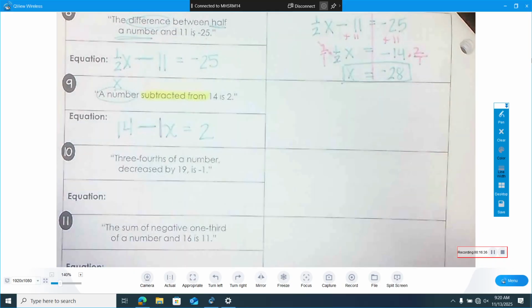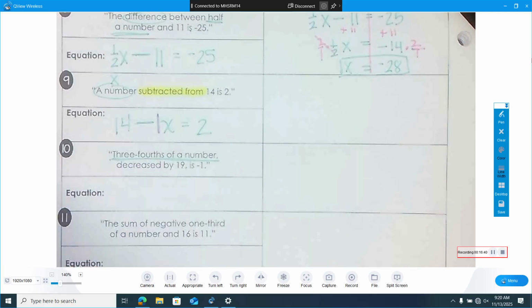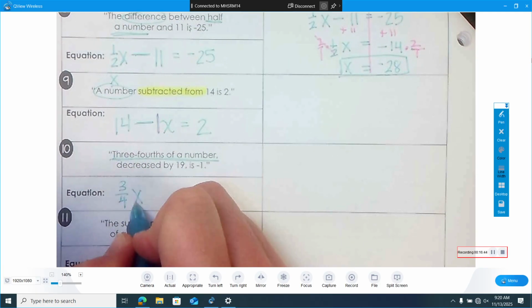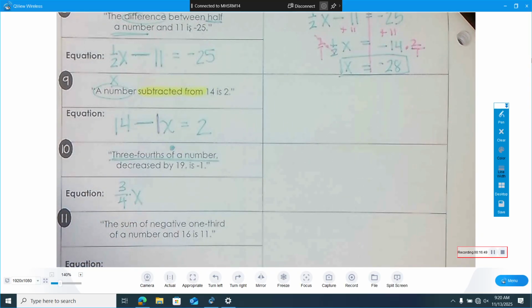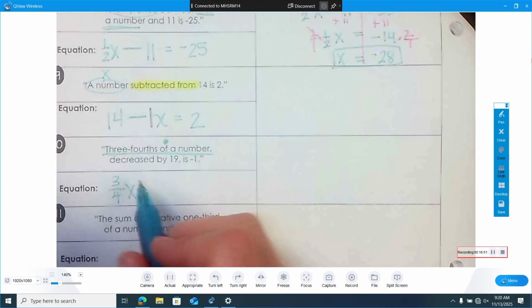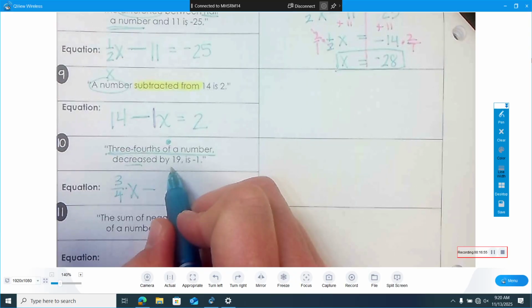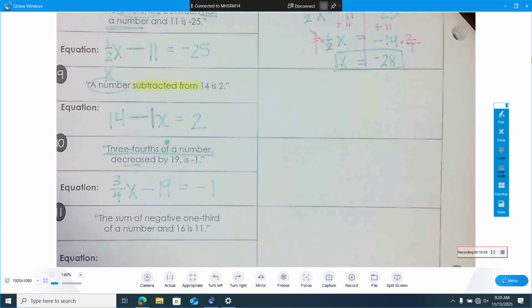All right. Okay. 3/4 of a number. What should we do for 3/4 of a number? 3/4 x. 3/4 times x. Of means times. So 3/4 times our number x. Decreased by, what's decreased by? Minus. Decreased by 19 is negative 1. So 3/4 x minus 19 equals negative 1.